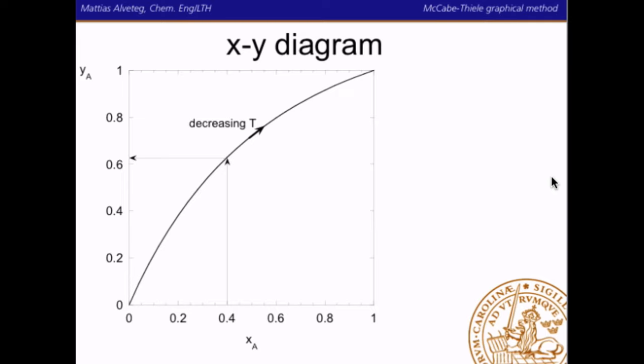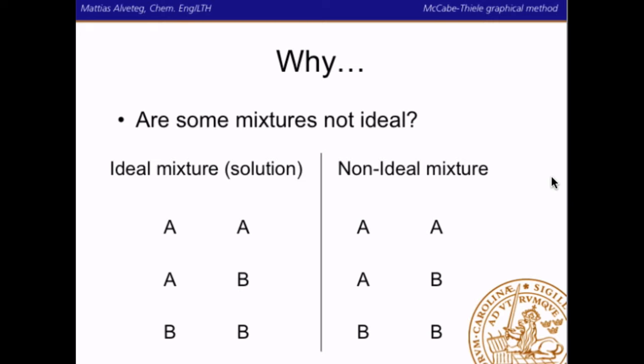We have already mentioned in a previous screencast that you need to use activity coefficients if you have a non-ideal mixture, if you want to calculate this kind of diagram. But why is it that some mixtures are ideal and some mixtures not ideal? Well, in an ideal mixture or a solution, the forces between different kinds of molecules are equally strong. So the forces between molecules of kind A are equally strong as the forces between molecules of kind B, while in a non-ideal mixture the forces are different.